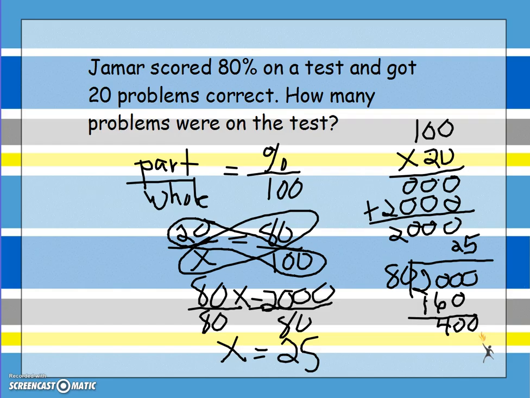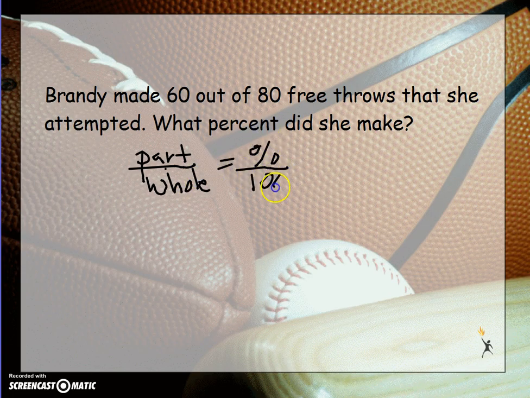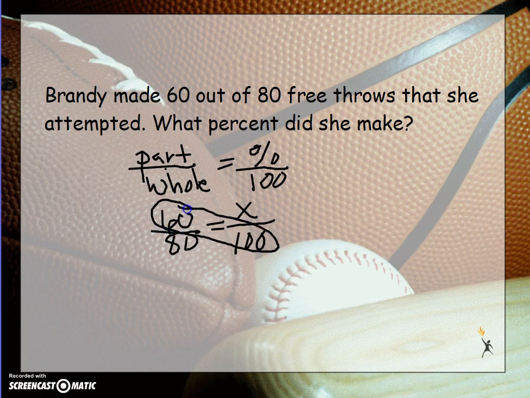All right, let's look at one last one. On this last example, it says Brandy made 60 out of 80 free throws that she attempted. What percent did she make? Well, remember, the percent proportion is part over whole equals percent over 100. My part is 60. My whole is 80. I have to figure out my percentage. So I'm going to do the cross product rule. 60 times 100 is going to get me 6,000. And then I've got to divide both sides by 80.